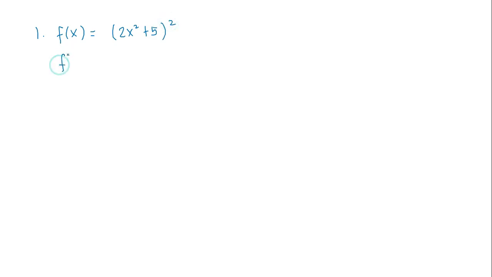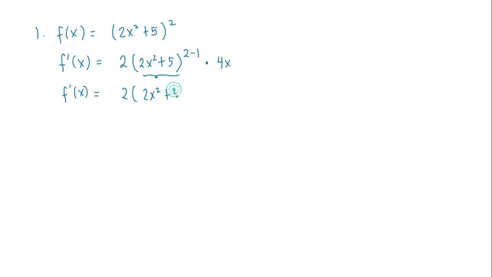Okay? Kunin natin ang kanyang derivative. So, anong gagawin natin? Ibababa lang natin yung exponent na 2. And then, magsusubtract tayo ng 1. Take note na meron tayong function sa loob. Siya, si 2x squared plus 5. Kukunin natin ang kanyang derivative. Ang derivative niya ay 4x. Okay? And then, we are going to simplify. So, 2 times 2x squared plus 5. 2 minus 1 is 1 times 4x.